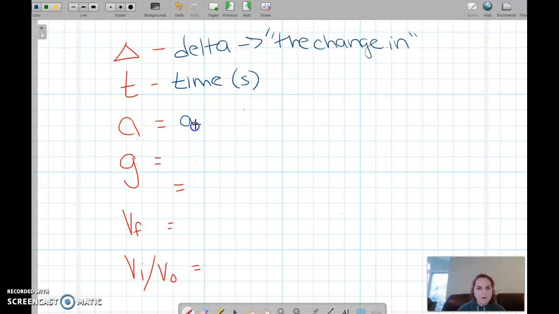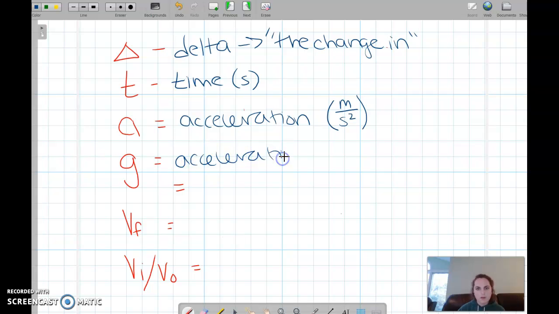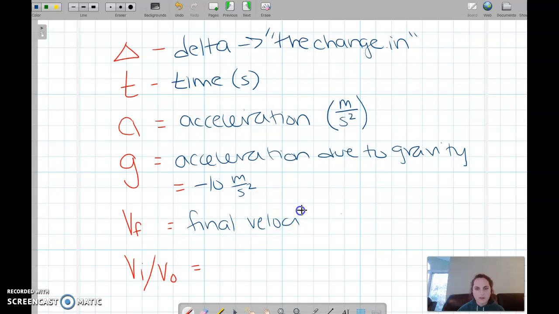a is for acceleration. And the units for acceleration are meters per second squared. g is our acceleration due to gravity, or as a lot of you like to say, gravity, right? And that is negative 10 meters per second squared. Okay, vf is our final velocity. How do we measure velocity? What are the units for velocity? Well, that would be meters per second.